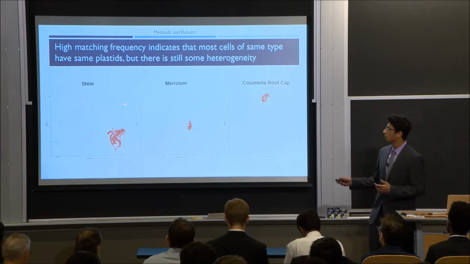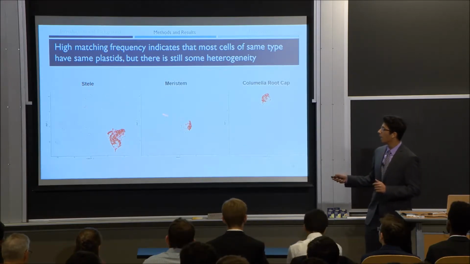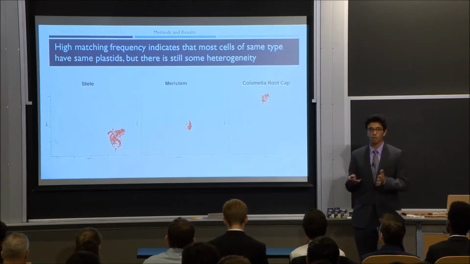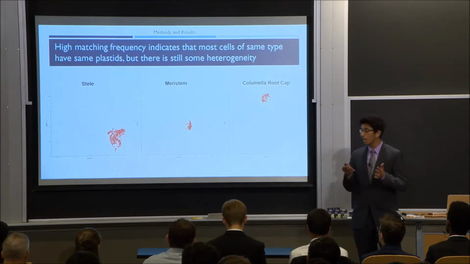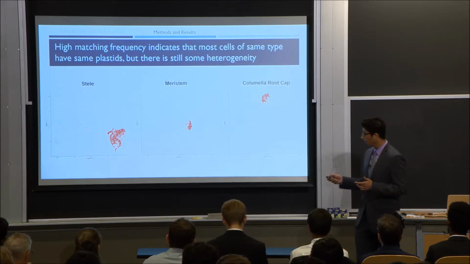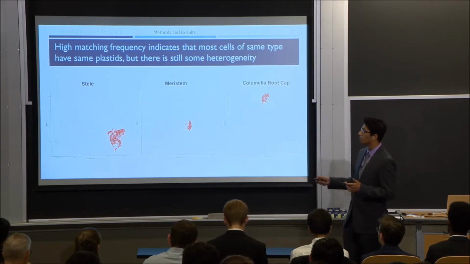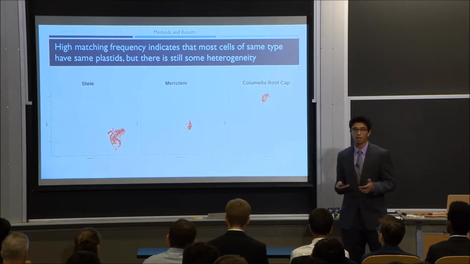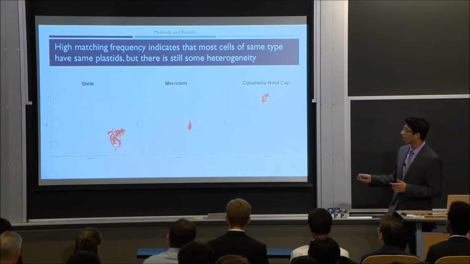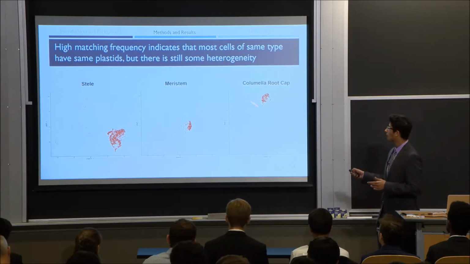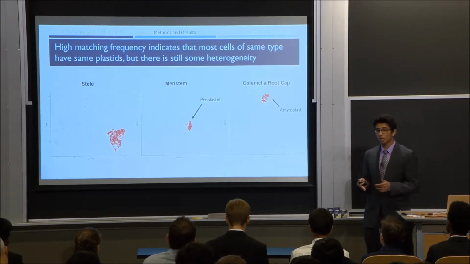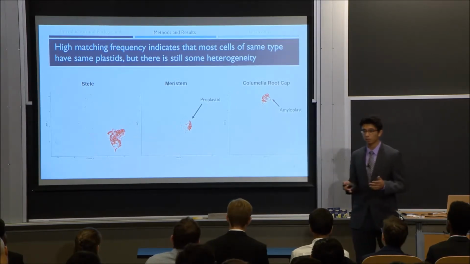But if we take a look at this first plot on the left here, basically we highlighted the stellae cells, and we can see this exclusivity of stellae cells within one of the plastid clusters. So this suggests that most cells of the same type have the same plastid type. But we still do see some red dots scattered over the plot, so this does suggest some plastid heterogeneity as well. And by identifying the cluster that contains meristematic cells and columellar cap cells, we were actually able to identify those cells as proplastid-containing cells and amyloplast-containing cells, as we mentioned earlier.